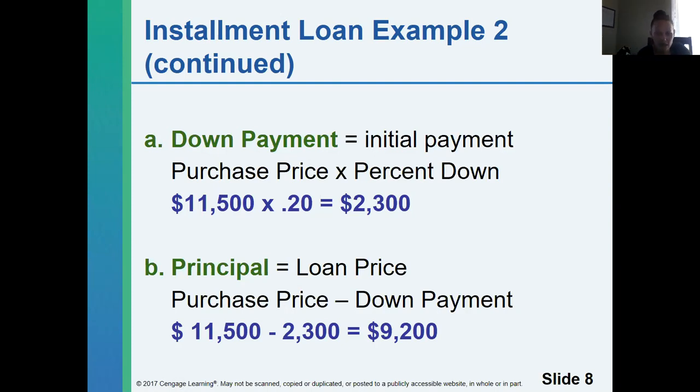So then the principal, or the loan price here, you take the initial cost of $11,500 and subtract the $2,300. So he needs to get his loan for $9,200. He's going to give them $2,300 cash at the beginning, and then he's going to take a loan for $9,200.